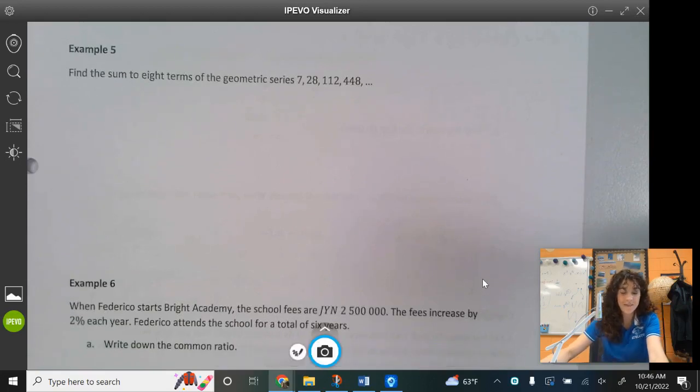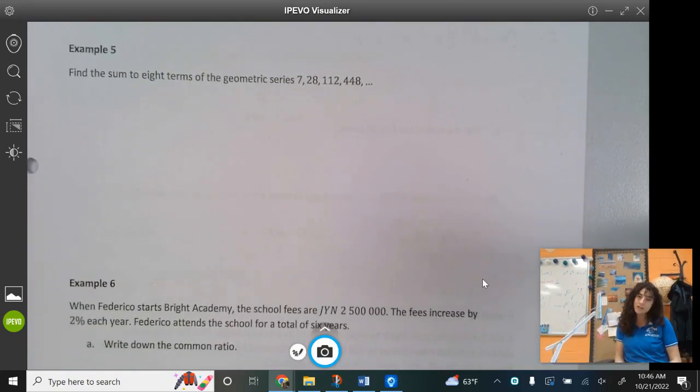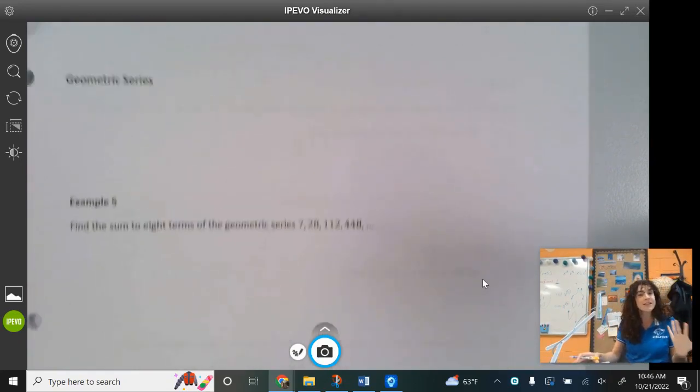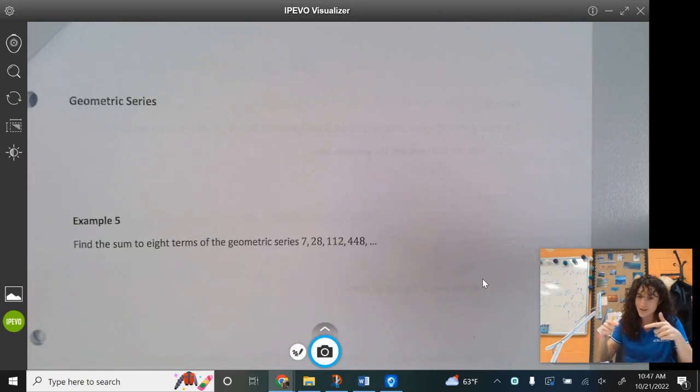Hey, 12th graders. We are continuing on with our geometric sequences and series. Last class, we talked about geometric sequences. So, of course, this class, we're going to talk about geometric series.